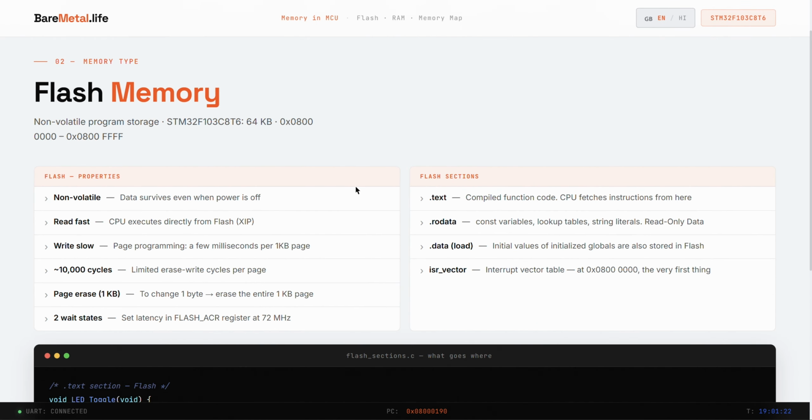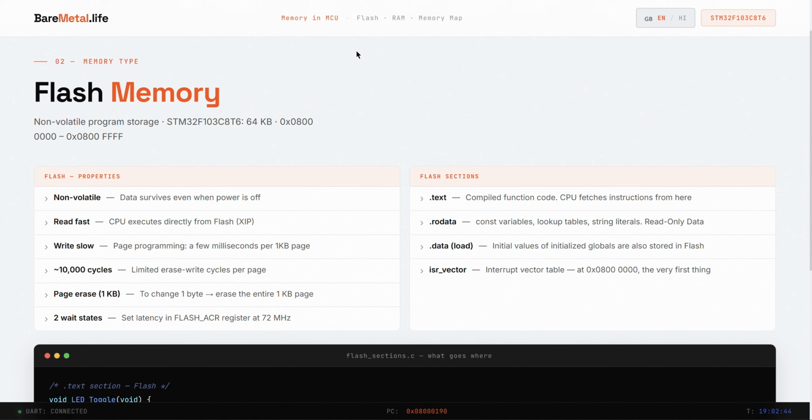Flash is non-volatile, meaning when you power off or reset the MCU, the data survives. Nothing gets erased. Now, flash has an interesting characteristic here. It is fast to read but slow to write. The MCU can read from flash very quickly, and it can even execute code directly from flash. This is called XIP, execute in place. No need to copy code anywhere else before running it.